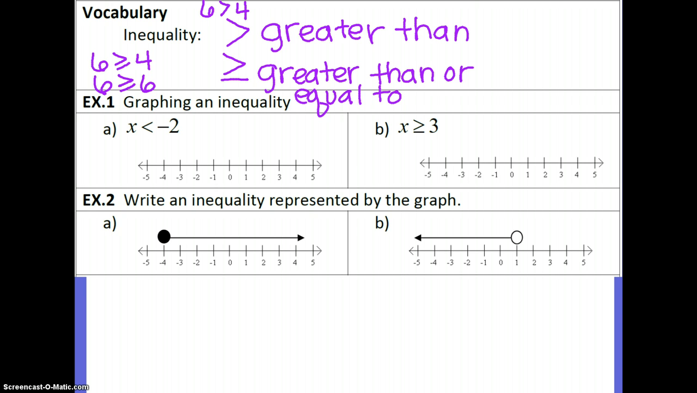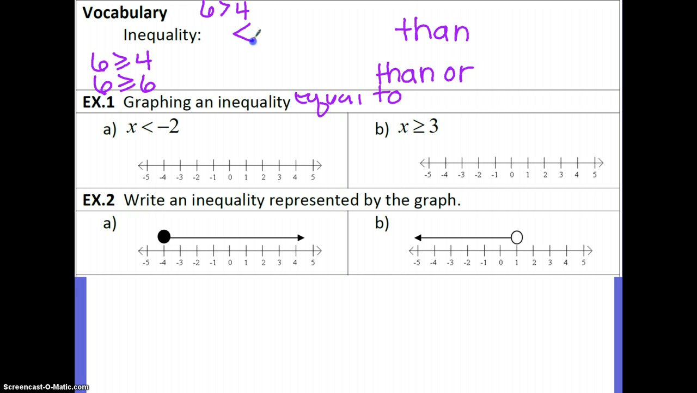And then we have the exact opposite. Instead of greater, we have less than symbols. So you should try and fit this in right here also. So this is less than. The number on the left would be less than the number on the right. For example, 4 is less than 6. And we also have less than or equal to.